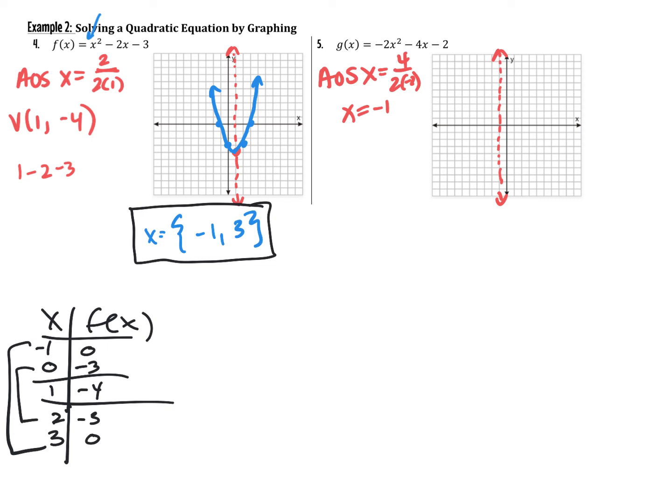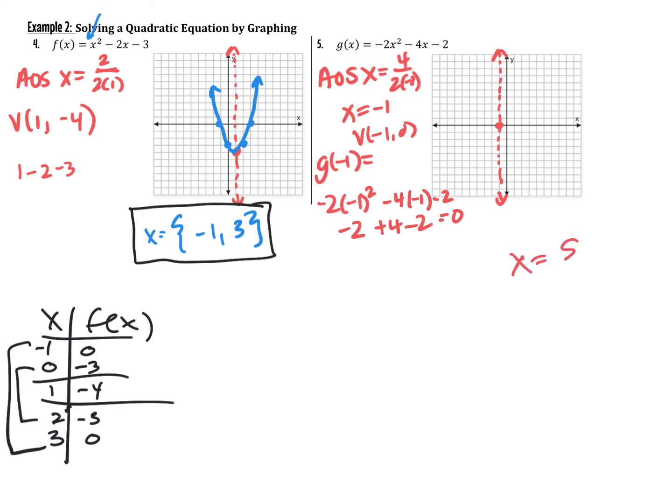So first things first, we can find our axis of symmetry is x equals -1. Now, if I plug -1 in, don't forget to square it. That's going to give me -2 times -1 squared minus 4 times -1 minus 2. -1 squared is 1 times -2 is -2 plus 4 minus 2. This is going to be 0. So our vertex is the point -1, 0, which actually means we already found our solution. Our solution is going to be x equals -1.